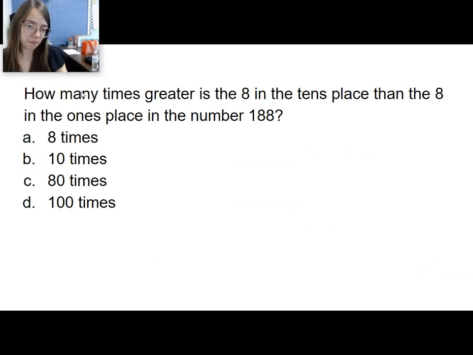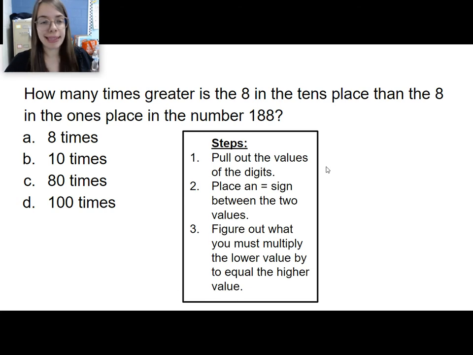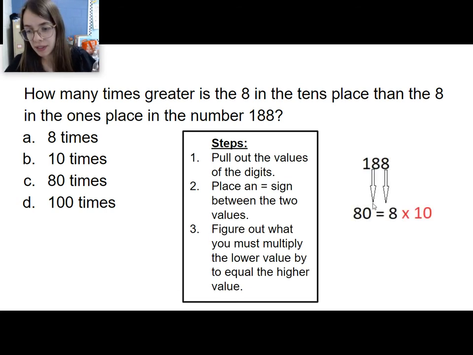All right. So how many times greater is the 8 in the tens place than the 8 in the ones place? Okay? Same 3 steps. Pull out the values of the 8's. We know 8 tens is 80. 8 ones is 8. So to gain 1 more 0, we multiply by 10. And I know they are side by side.